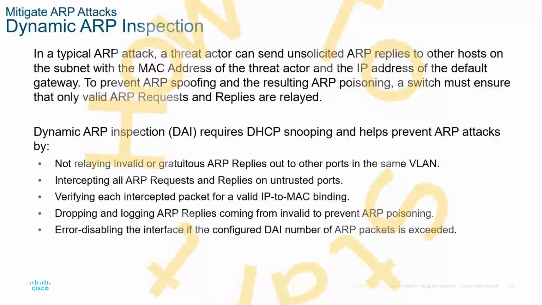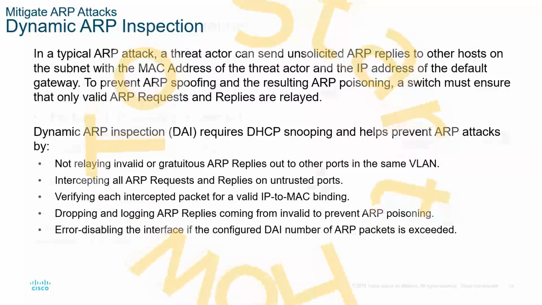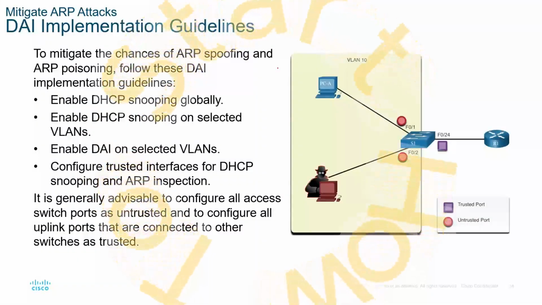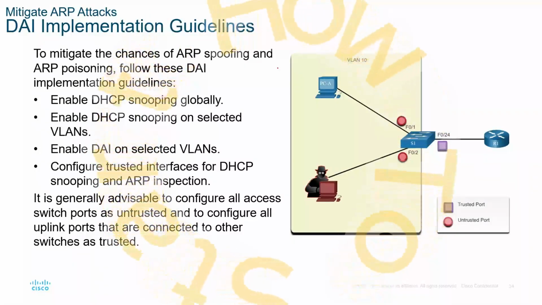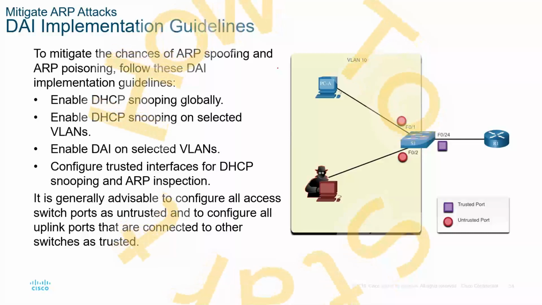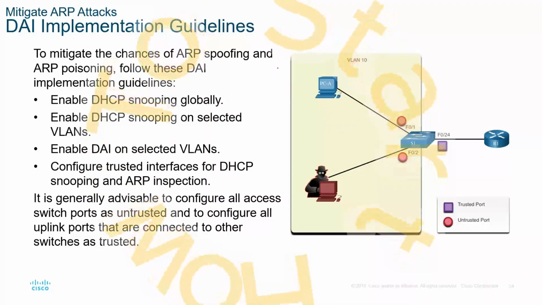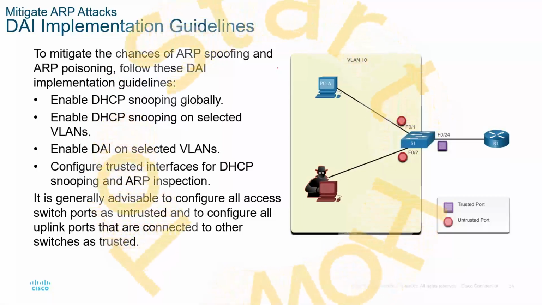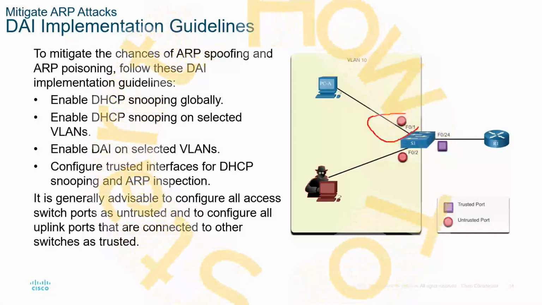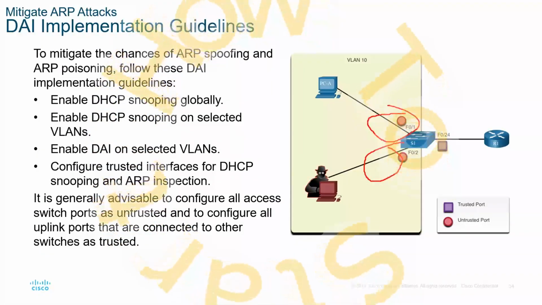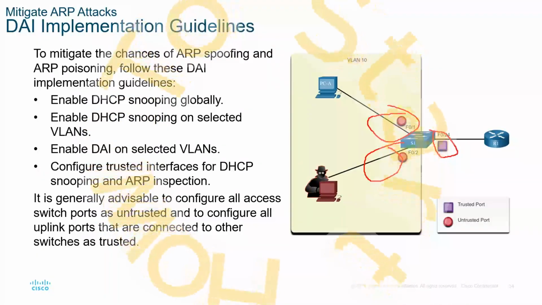Now, error disabling that interface is outside the scope of the CCNA. That's just one of the things that can happen. So how do we configure this? Same way that we did the DHCP snooping, we do it globally and then on each selected VLAN, and then we can also enable dynamic ARP inspection on each VLAN, and then lastly we configure trusted interfaces for snooping and ARP inspection. On the untrusted ports here and here, we can actually do our ARP inspection. On the trusted port, it's going to allow those to come in.